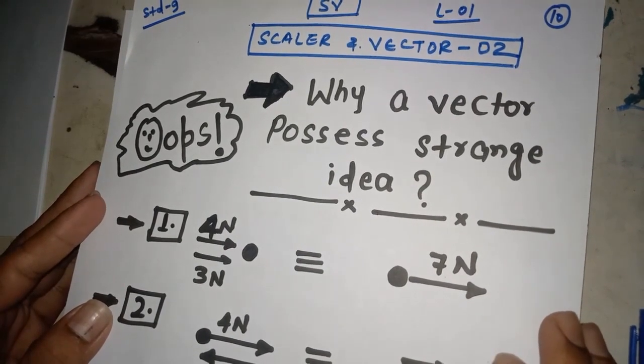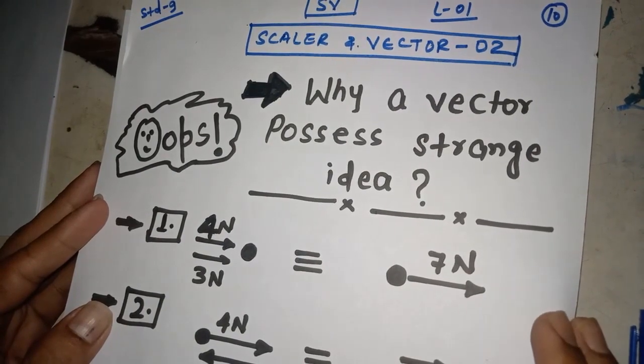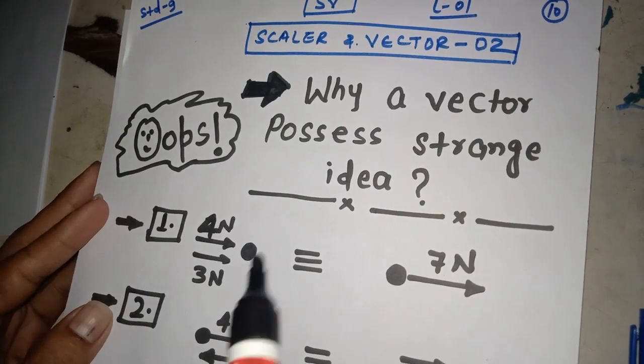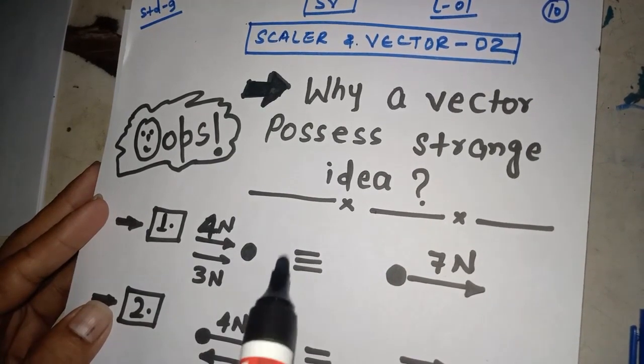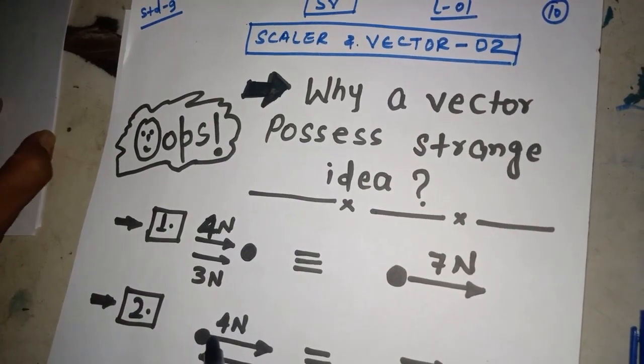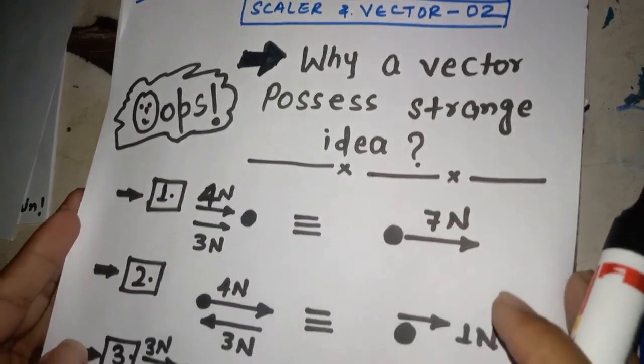Those vector quantities. Now, why are vectors added differently? This is our first doubt. Why can they not be added by a simple algebraic rule, for example 2 plus 3? The reason is here.